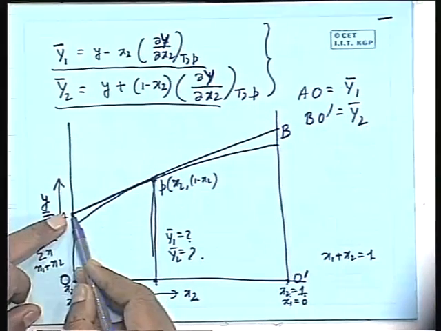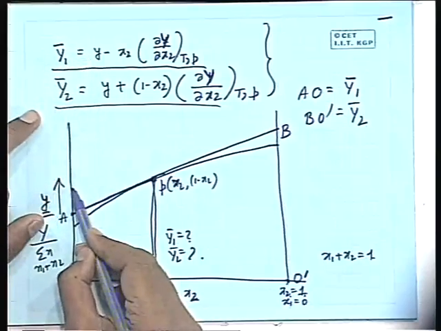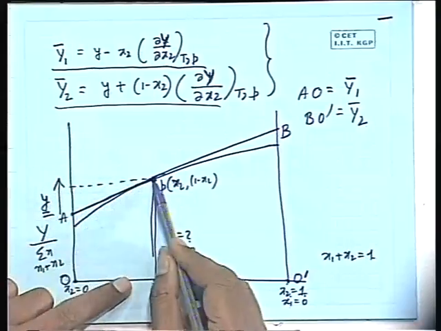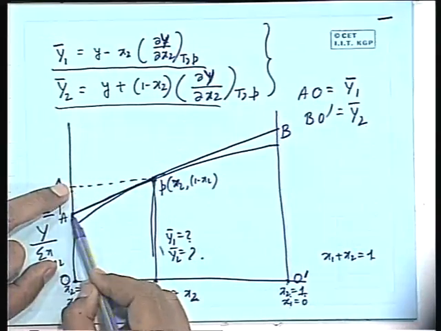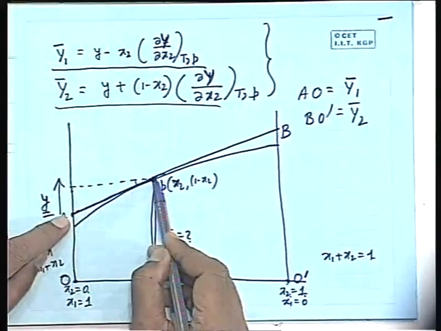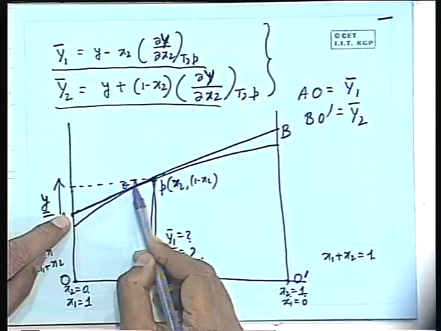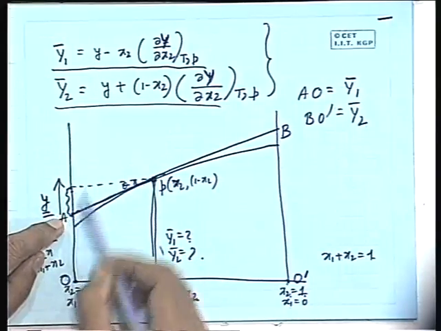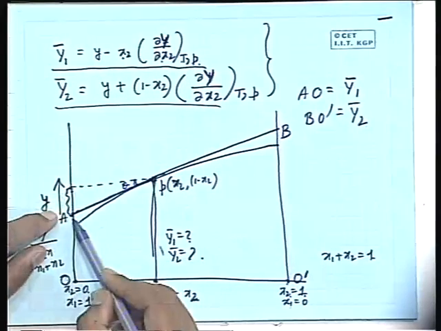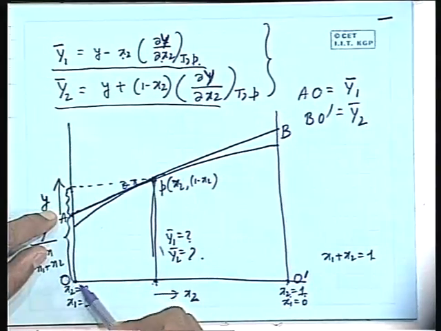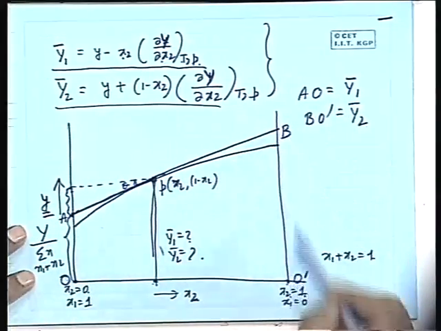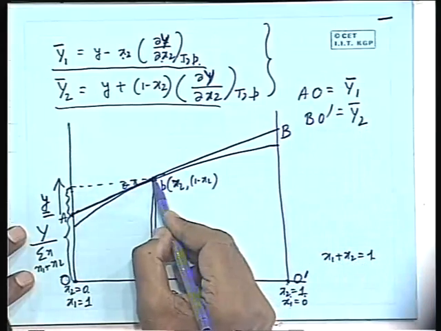Because you see, what is AO dash? Geometrically, this is y, and this is y minus this one, which is equal to x2 times del y del x2 at T, P. Del y del x2 is the slope of this line, that is tan theta. So this amount is x2 del y del x2 at T, P. Therefore, this minus this, the length of this intercept AO, is y1 bar, and similarly BO dash is y2 bar.